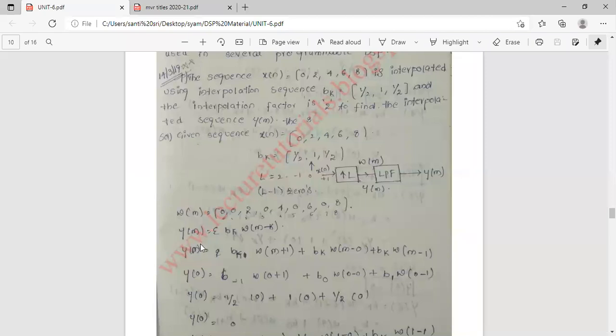If m is 0, if m is 1, if m is 2, if m is 3, if m is 4, if m is 5, if m is 6, if m is 7, if m is 8, we have to find out y of m, right? Y of m equals sigma bk into w of m minus k. If m is 0, that is 0 minus k. Here k values are varying from minus 1 to 1.